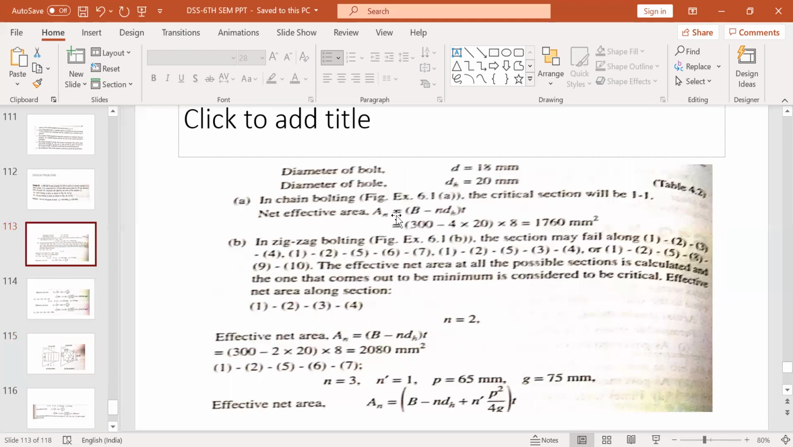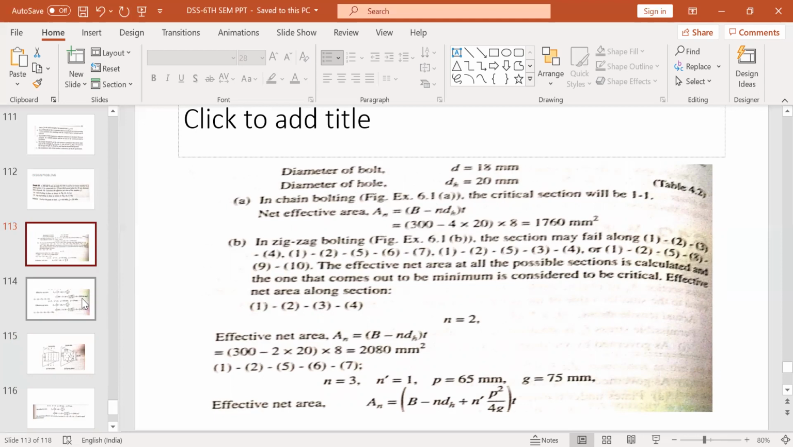Your net effective area for chain bolting is given by (B minus n d_h) into t. So B is 300, number of bolts is 4, d_h is 20, and thickness of this plate is given in the question, which is 8 mm. So this gives you the first case solved. 1760 mm² is the net effective area for chain bolting.